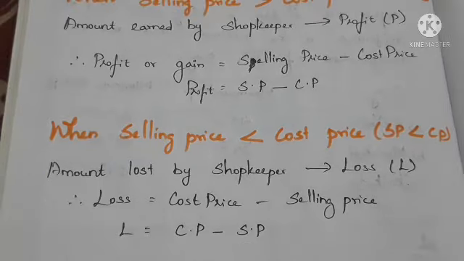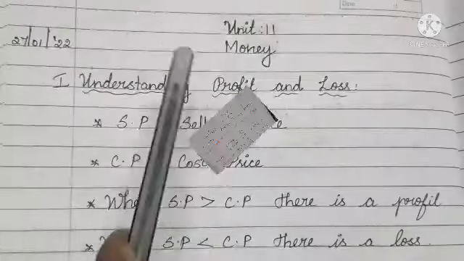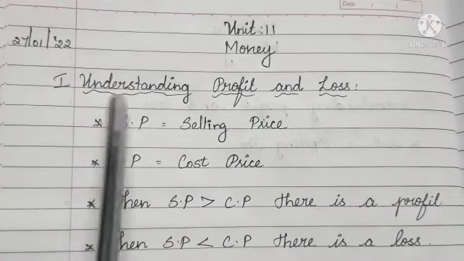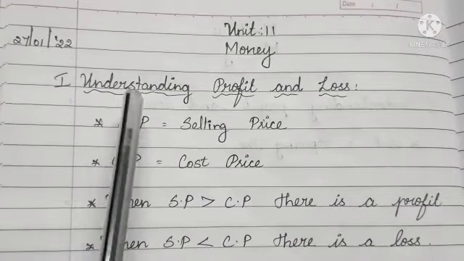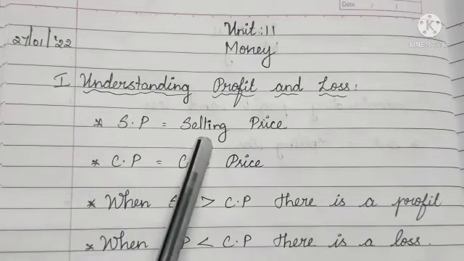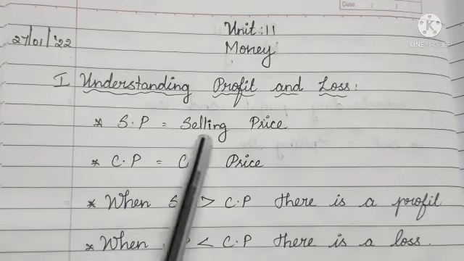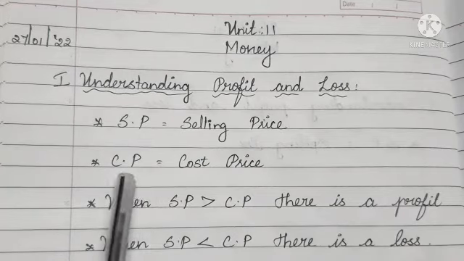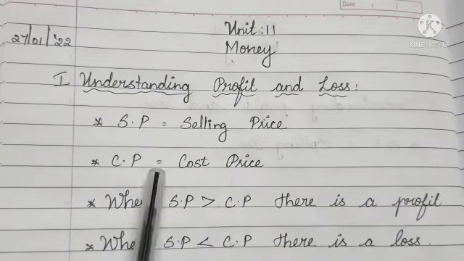So children, now we can solve a few problems to understand profit and loss in a better way. Unit 11, Money. See the first Roman number: Understanding profit and loss. First one, what is SP? The full form of SP is selling price. Next, CP means cost price.